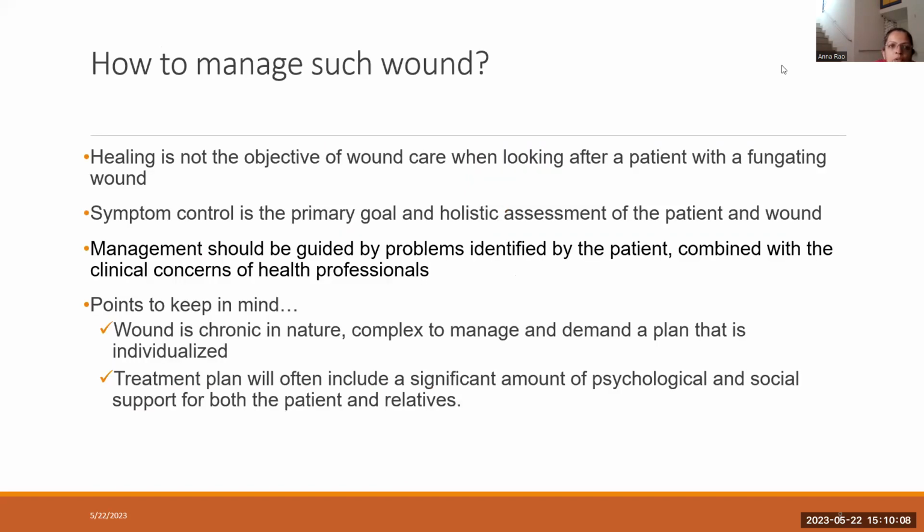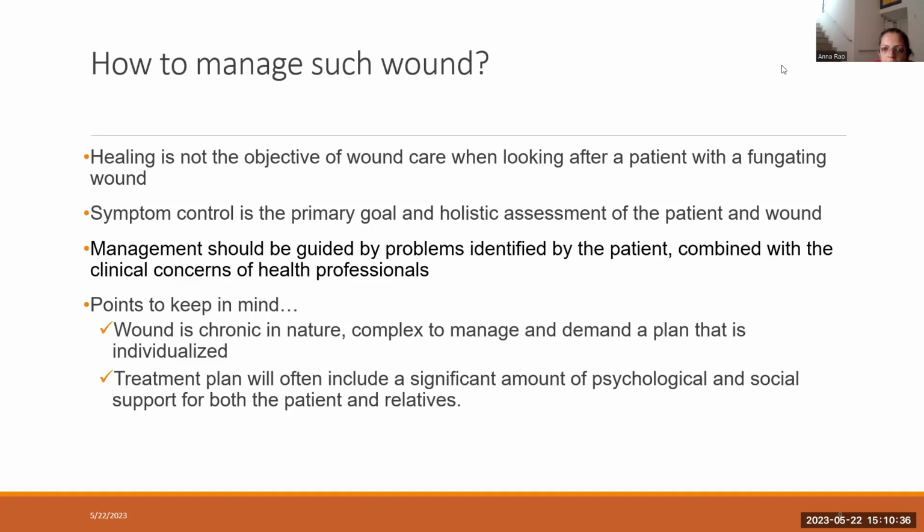So, how to manage such kind of wound? Of course, when this wound is quite large and because of its nature, what is expected is that we provide comfort to the patient rather than healing of the wound. So that type of symptomatic control should be done.